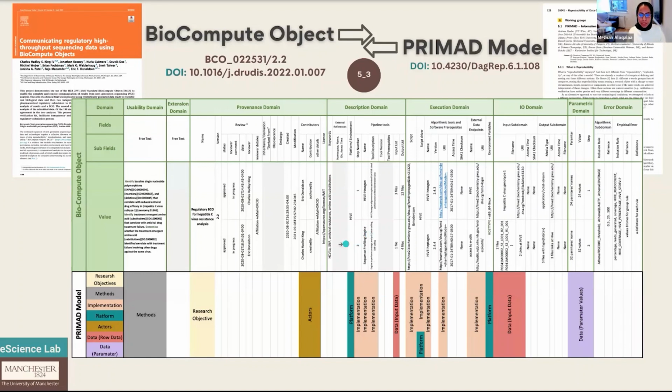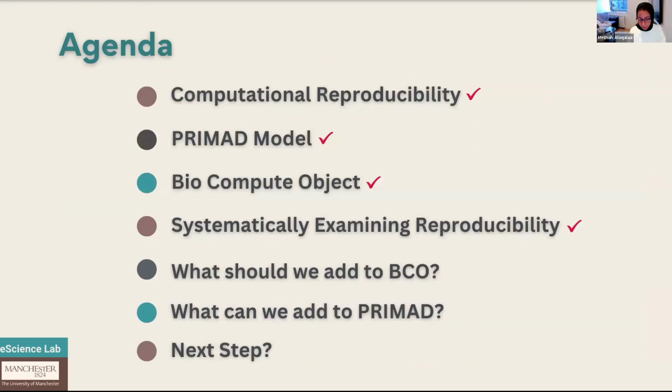I think this table shows how the BCO is tailored, descriptive of reproducibility by identifying many details about the experiment, compared to how the PRIMAD is a more general and abstract description for reproducibility. And let us go on to describe our results in both of them.